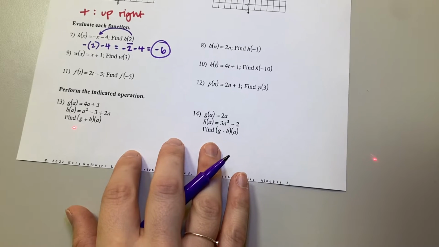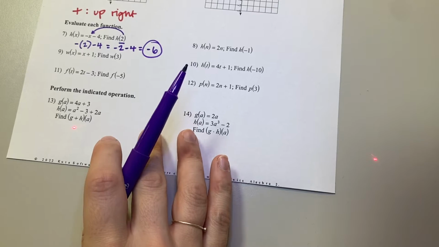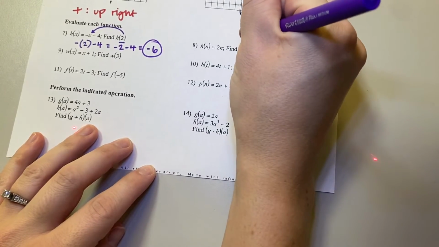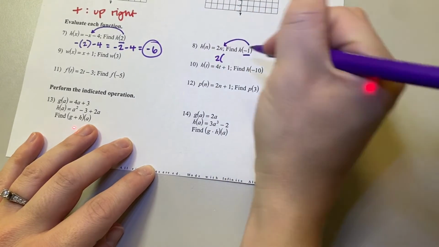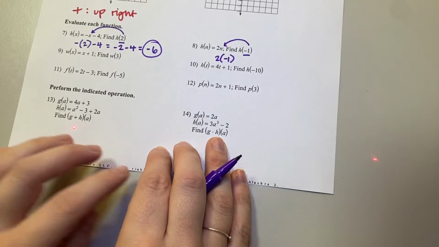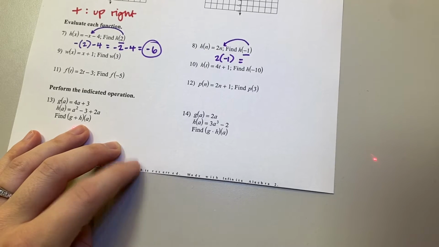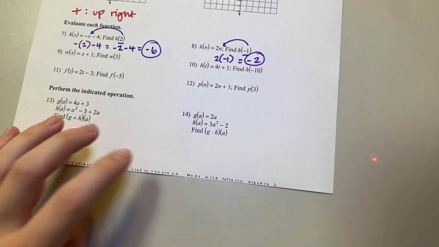Number 8. There's my function, or my equation. What do I need to plug in to the n spot? Braden? Negative 1. So we're going to take that negative 1, plug it in to where it tells us to. So I had 2, but instead of the n, I now have negative 1. Somebody give me the answer to this evaluation. What is 2 times negative 1? Negative 2. Easy peasy.